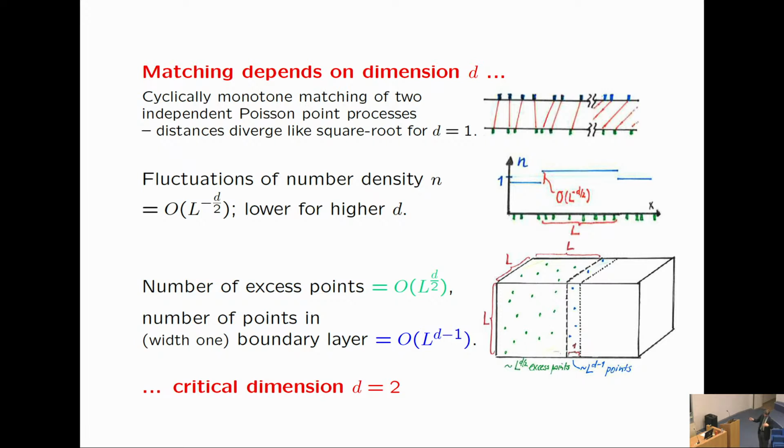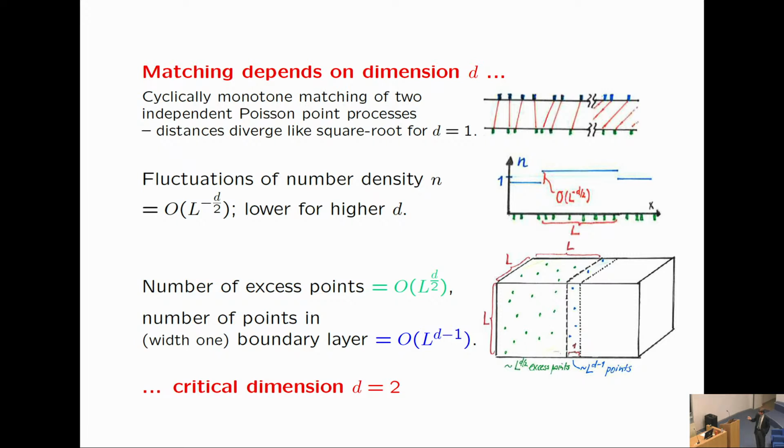So there is a certain number of excess points, and by this observation, the number of excess points is, of course, much smaller than the total number of points, which would be of the order of L to the power d. It scales like the square root of that number. That's again the CLT behavior. So there will be this amount too many points in the left half. Now the blue points have to absorb this excess number of points. And if you want to have a matching that doesn't stray too far away, you would like the blue points to sit near the left box, so in a boundary layer of width 1. So how many points do you have in a boundary layer of width 1? Well, that's L to the power d minus 1.